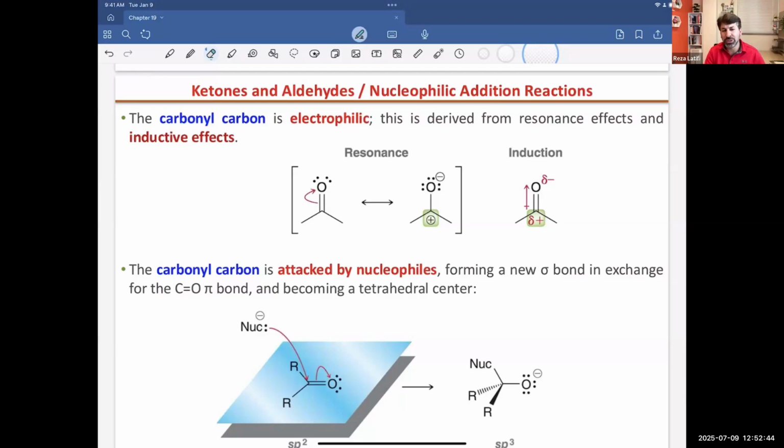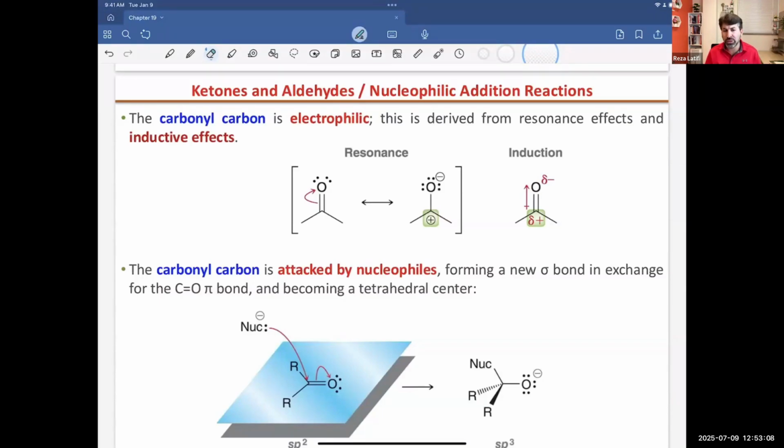In the last couple of lectures, I went through nomenclature and also how to prepare aldehyde and ketone functional groups. And now that we know how to prepare them and how to name them, let's start getting ready for some of the chemical reactions that we can actually run with aldehyde or ketone functional groups.